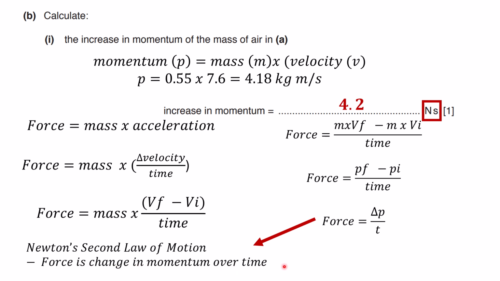And actually, if in your test they ask you to define force, you are not going to say that force is mass times acceleration. You are going to say the force is change in momentum over time. That's the correct answer. Now let's go back to why we have Newton second as an answer for change in momentum. If you look at this formula right here, we can rearrange. So the change in momentum is force times time. Kaboom! That's the unit, Newton times second.